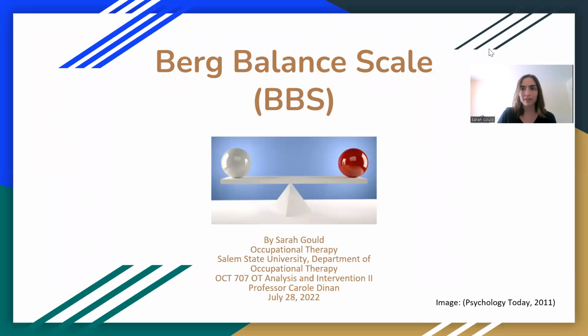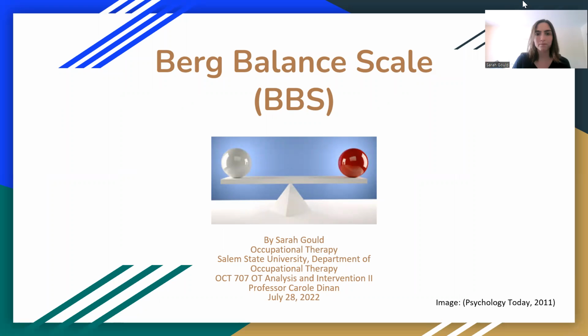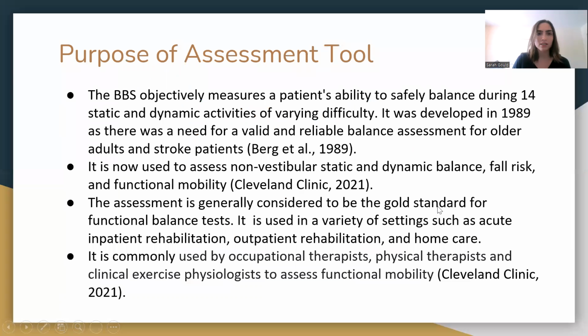Okay, so the Berg balance scale. This is an objective measure of a patient's ability to safely balance during 14 static and dynamic activities of varying difficulty. It was developed in 1989 as there was a need for a valid and reliable balance assessment, particularly for older adults and stroke patients, and is now used for a variety of reasons to assess non-vestibular static and dynamic balance, fall risk, and functional mobility.